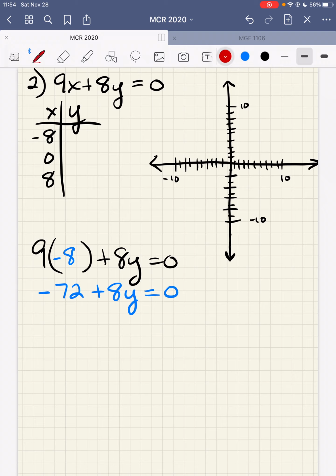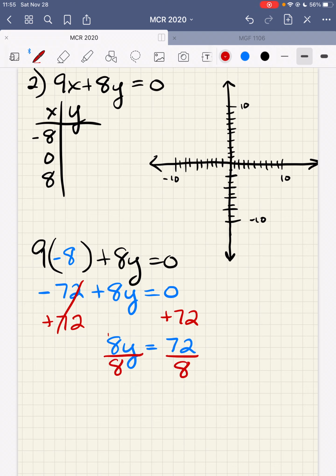In order to solve this equation, I've got to add 72 to both sides. Make sure that you're getting all the way over where that 0 is. These are going to cancel, and I'm left with 8y is equal to positive 72. Go ahead and divide by 8. That cancels out, so y is equal to 72 divided by 8, which is 9. So I have negative 8 and 9.